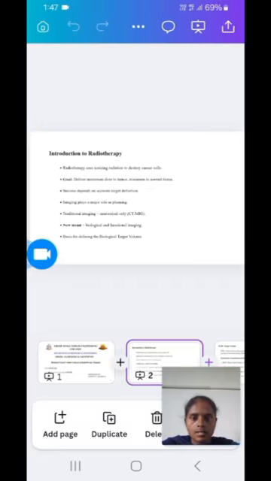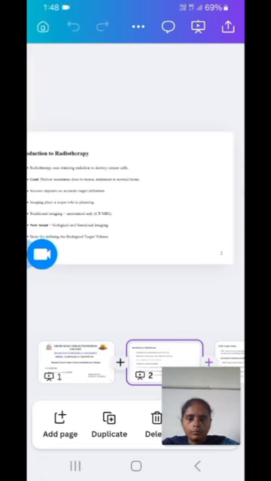Radiotherapy uses ionizing radiation to destroy cancer cells. Goal: deliver the maximum dose to the tumor, minimizing dose to normal tissue. Success depends on accurate target definition, and on biological and functional imaging. Basics of defining the biological target volume. Traditional imaging is anatomical only: CT and MRI.